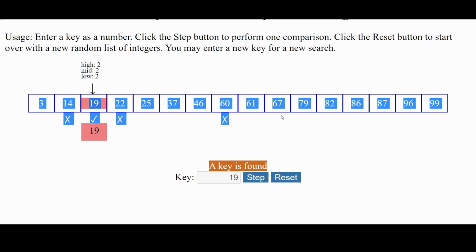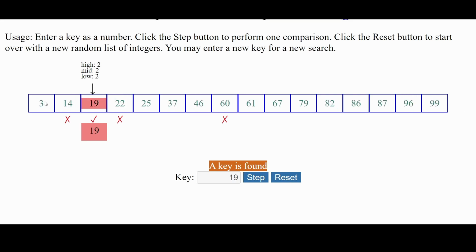Notice how each time the array is being divided by half. First time was 3 to 99, right? But immediately it becomes reduced by half from 3 to 60 and then 3 to 22. So that is why this algorithm is so efficient. Each time the search space is reduced by half.